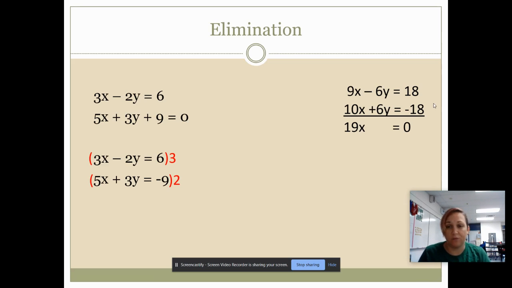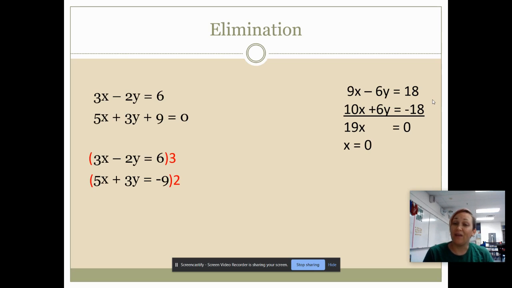Next, I'll be dividing both sides by 19, and 0 divided by anything is still 0. So my first answer is x equals 0. Now that is a totally legitimate and fine answer to get. It's okay to get the number 0 as an answer. It doesn't mean it's a special case. We'll talk about special cases in the next video.